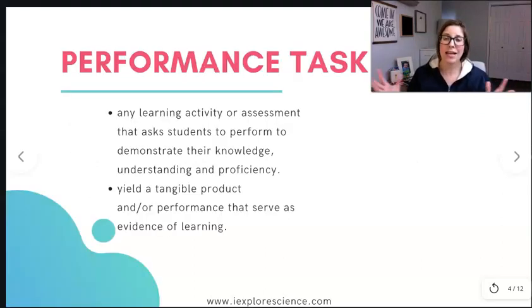Okay, so in the full training, that was much longer. I talked about all three of those approaches. But today I'm just going to talk about the performance task because that's really the easiest one to implement. It's definitely going to be the easiest one to implement on short notice because it's not something that you have to design before you've designed your unit. I mean, ideally it is, because we should always have our assessment in mind before we've designed our unit.